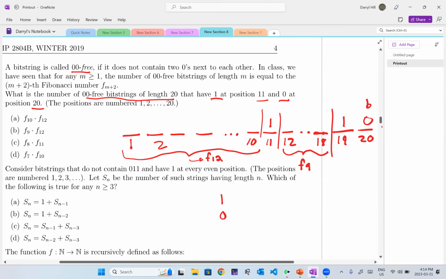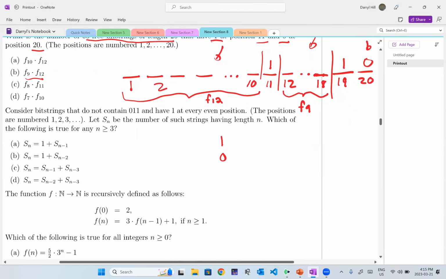Okay. So that means the number of, I don't have the answers, but the number of 0, 0 free bit strings of length 20 that have a 1 at position 11 and a 0 at position 20 is F9 times F12. Right, so it's the number of 0, 0 free bit strings here times the number here. Just product. Right. Questions? These are good. I really like these because they are simple enough for an exam, but they are still recursion.